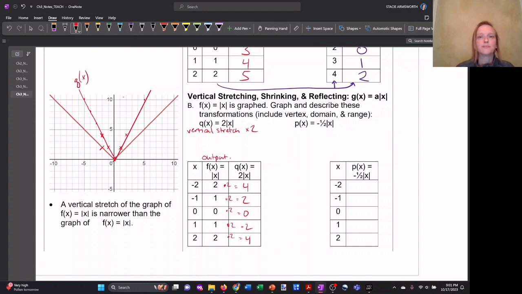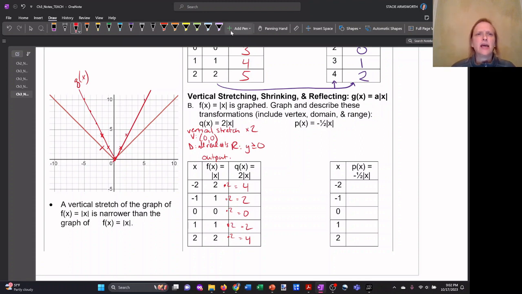q of x. How am I going to describe that absolute function? I can describe it with its vertex. The vertex is still at 0, 0. The domain is all real numbers in the x direction, all real numbers. And the range is going to be any value of y that's greater than or equal to 0.